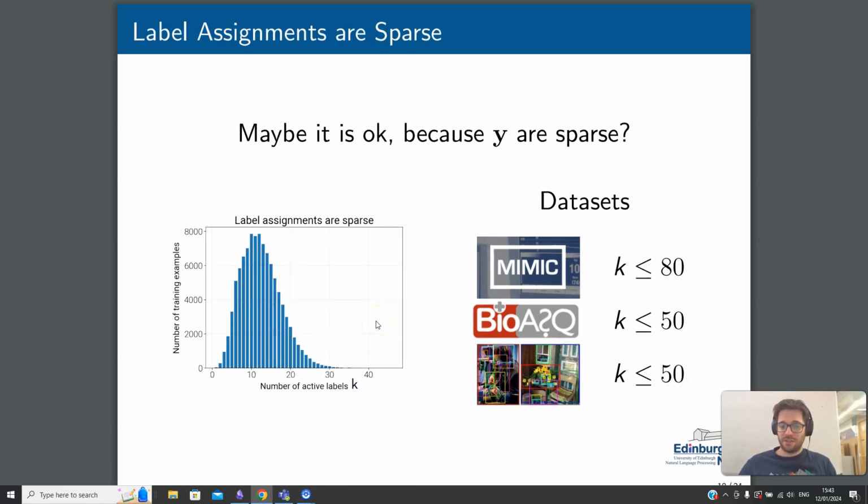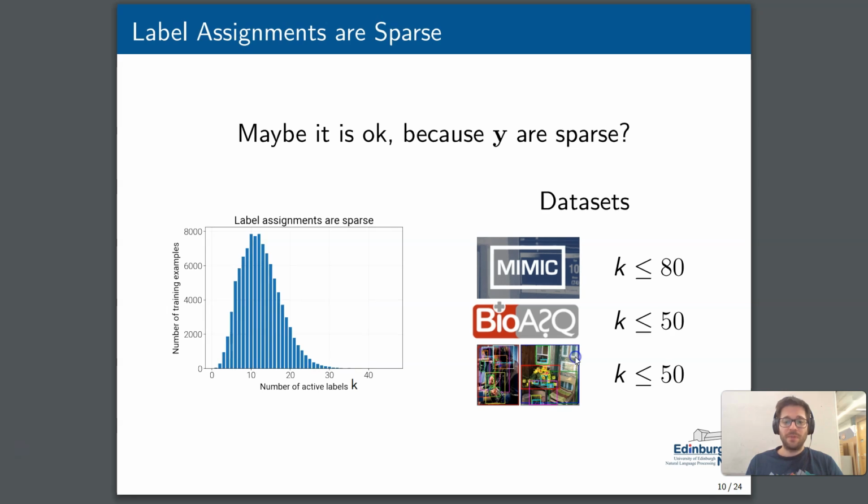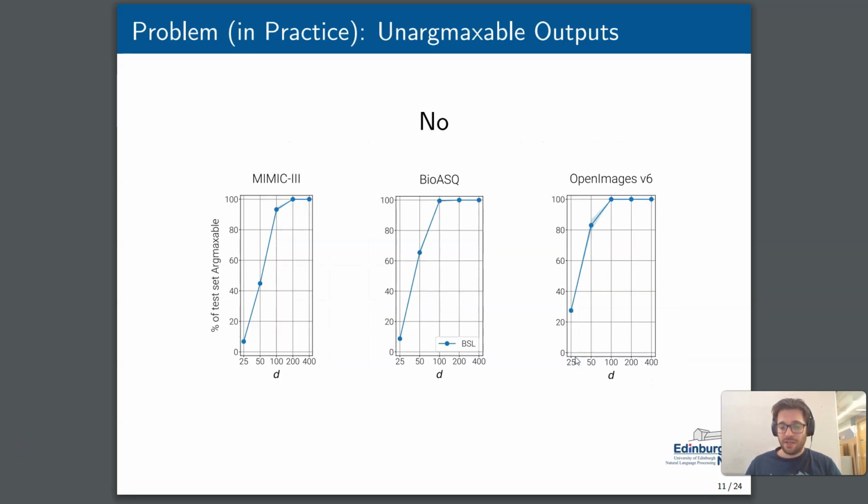However, it turns out that this theoretical problem does indeed turn up in practice as well. To see this, we fit models with a BSL output layer to all these 3 datasets. See our paper for more details on how we do that. And it turns out that there are indeed unargmaxable test set labels. So there are meaningful test label assignments that can never be predicted in all of these 3 datasets when the sigmoid bottleneck is narrow enough, so when D is close to 100.